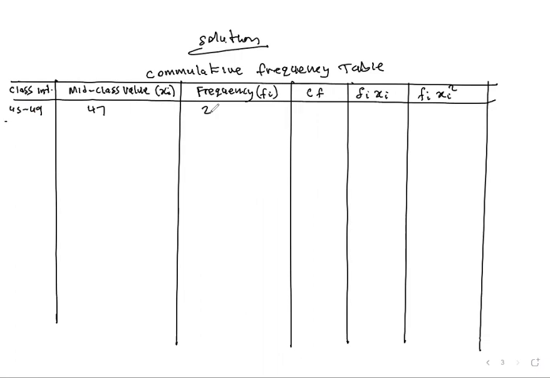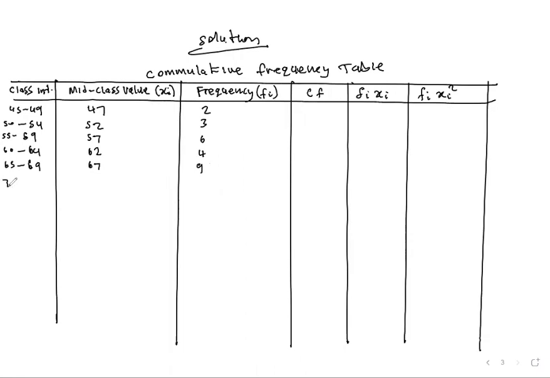Then we go to the next class, 50 to 54. The middle class will be 52. The frequency there is 3. Then we go to 55 to 59. The middle class is 57, and the frequency is 6. Then move on to 60 up to 64. Your middle class will be 62. The frequency given is 4. Then you go to 65 up to 69. The middle class there is 67, the frequency given is 9.